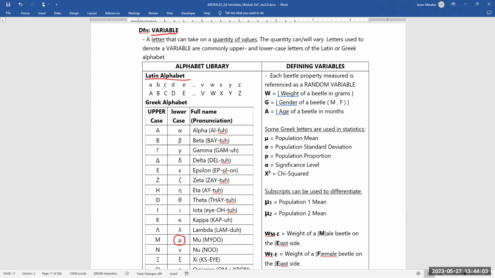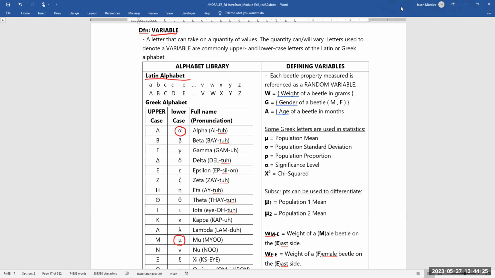Later, we'll use alpha to note the significance level. And there are some others in here. But I've included the actual entire Greek alphabet, both lowercase and uppercase, here on this page. You can look at that.